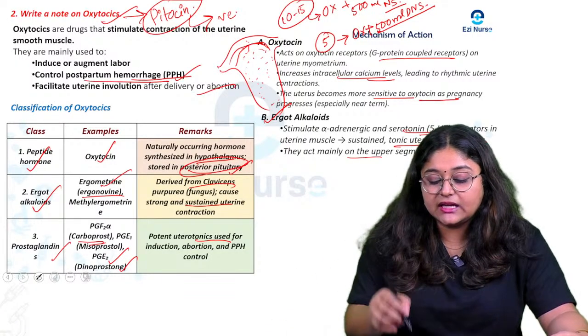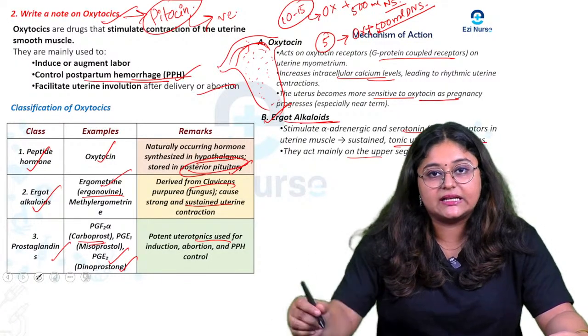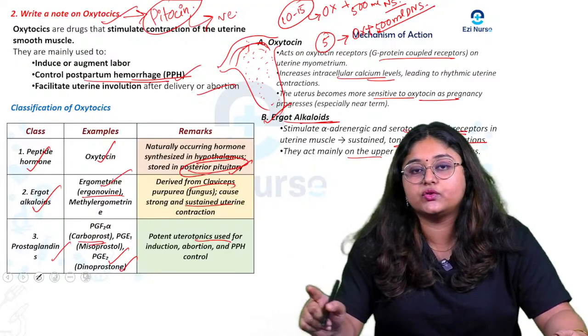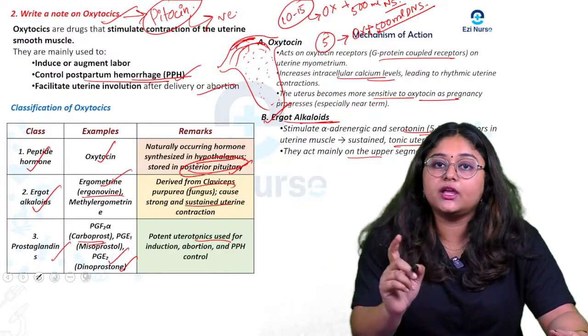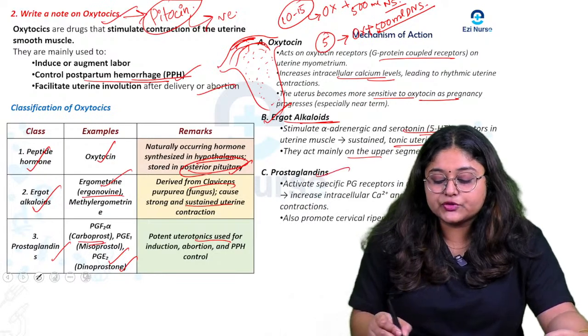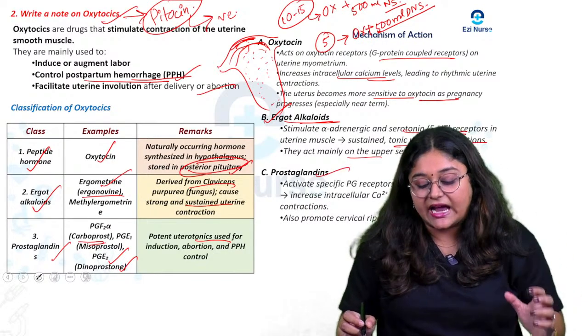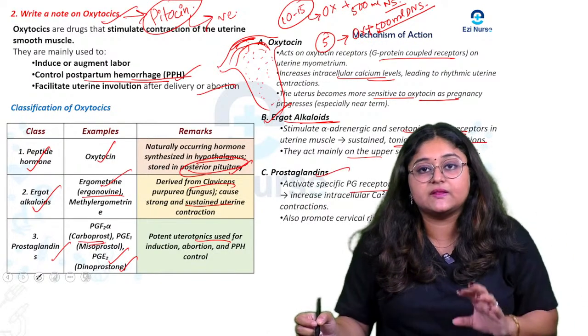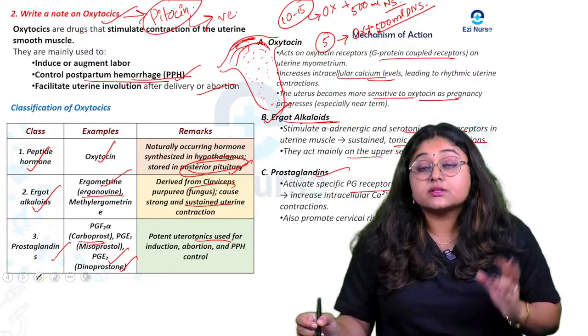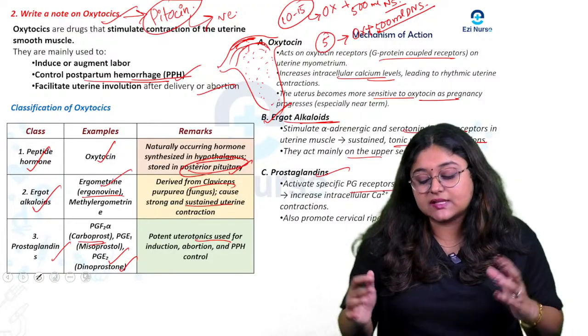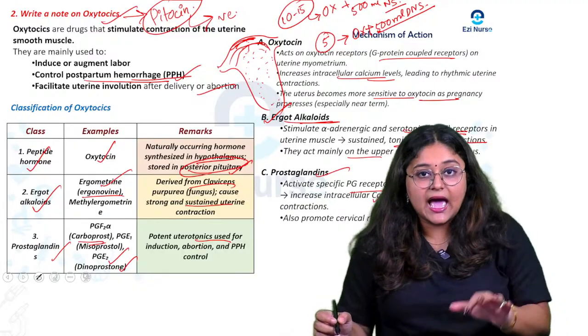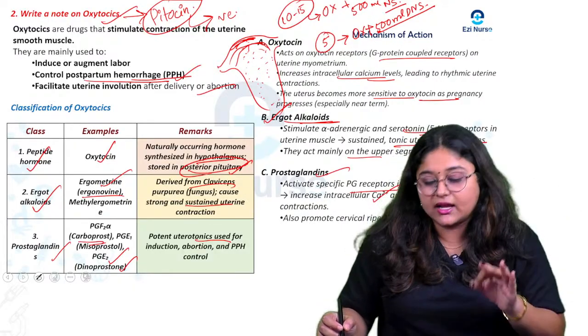Okay, so that's why if you give the ergot alkaloid, obviously it will act only on the upper segment of the uterus. Okay, next is the prostaglandin. In this you have to activate the specific PG receptor in the uterine smooth muscle. Okay, which mainly increases the intracellular calcium Ca2 plus ion, which causes a strong uterine contraction.